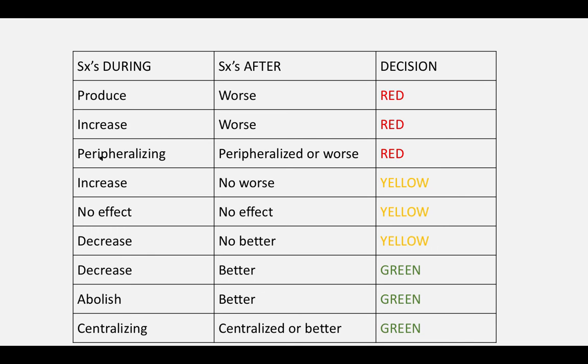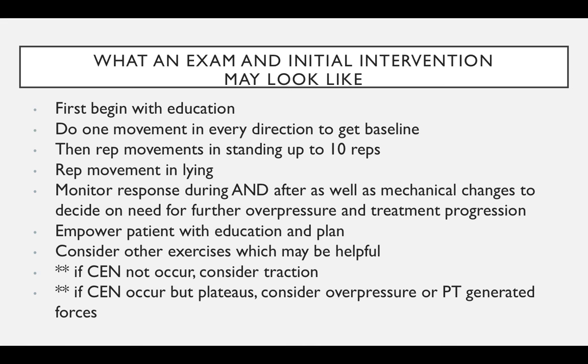If symptoms are produced or increased during movements and are worse after, stop there and consider moving into the opposite direction. If symptoms increase or do not change, and there is no change after, that is a yellow light. Consider progression of forces, or changing position, or moving into forces of the other direction. If symptoms decrease during and are better after, that is a green light to continue to see if we can take them to their end range with overpressure. We will discuss this in more detail in lab, but so that lab may run smoothly, please familiarize yourself with the content of this slide.